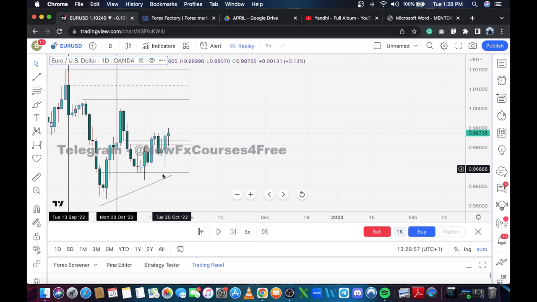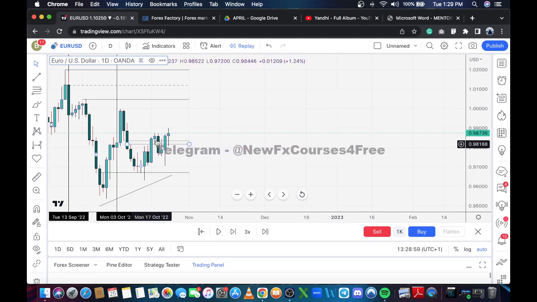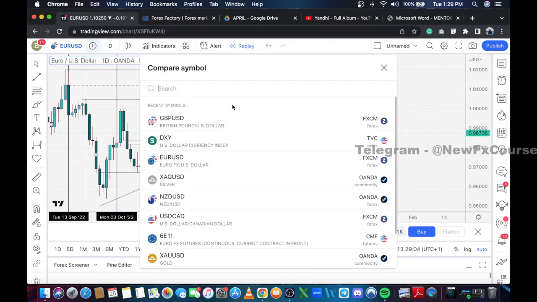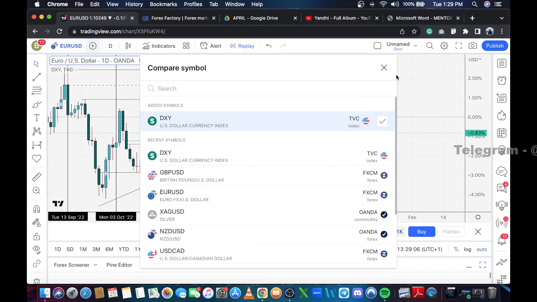Now let's compare this low here. We have a higher low on euro. Can we compare that with a lower high on dollar? Is dollar making a lower high?